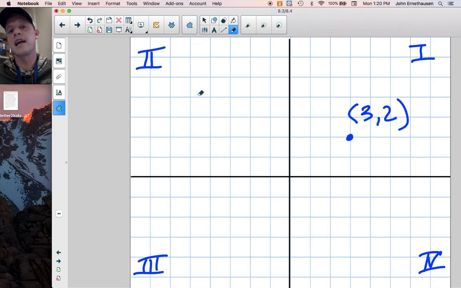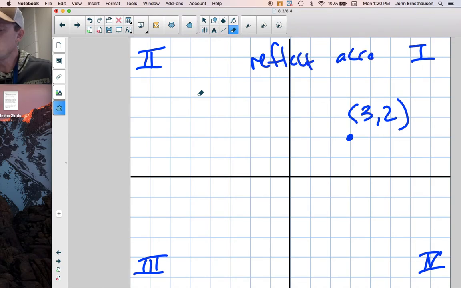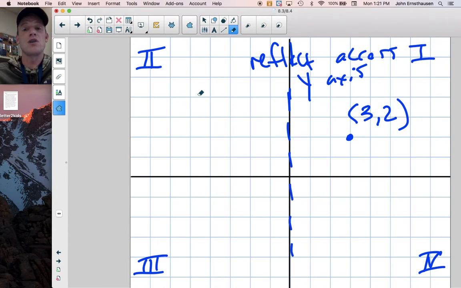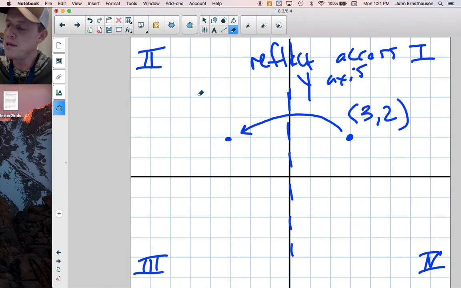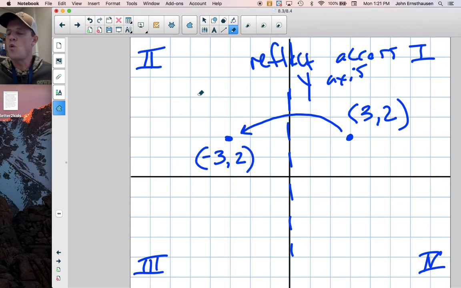If I were to reflect this across the y-axis, all that means is my mirror is the y-axis. So I'm going to darken this in so I know where my mirror is. Whatever I reflect it across is what I'm flipping it over. So if I reflect this across the y-axis, my point would be negative 3, 2. Notice, the y did not change. What changed is the x. That would be the mirror image of that point across the y-axis.